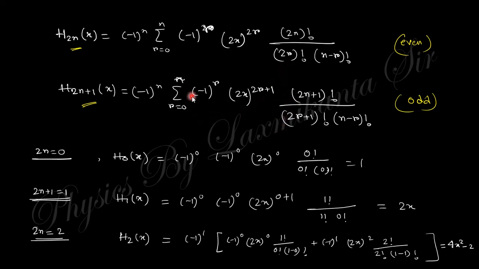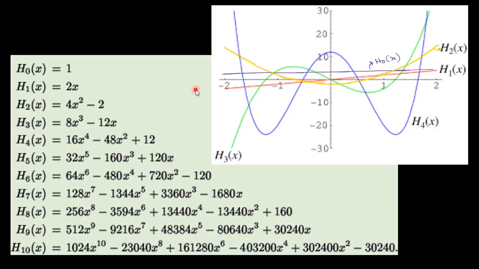You can find out the value of H0(x), H1(x), H2(x). Just put this value: H0(x) means using this equation, H1(x) means using this equation, H2(x) means this equation. Using these equations, you can find out H0(x) is 1, H1(x) is 2x, H2(x) is 4x square minus 2. These are actually the Hermite polynomials.